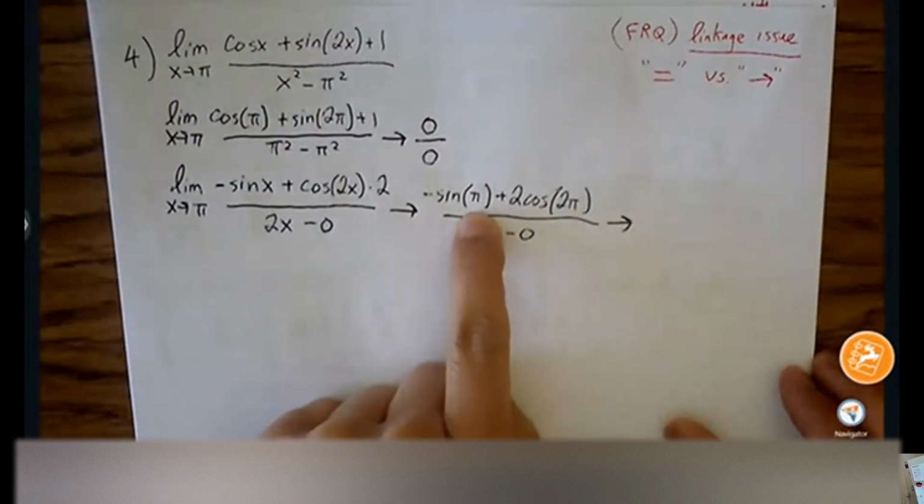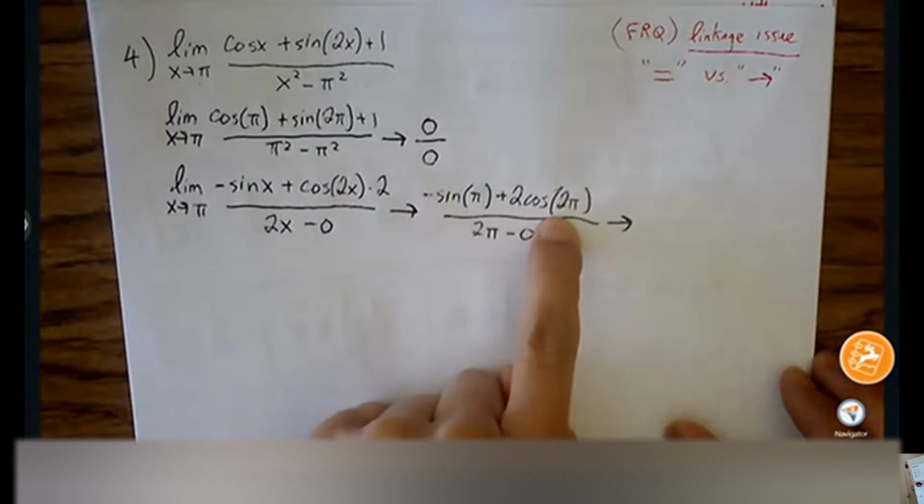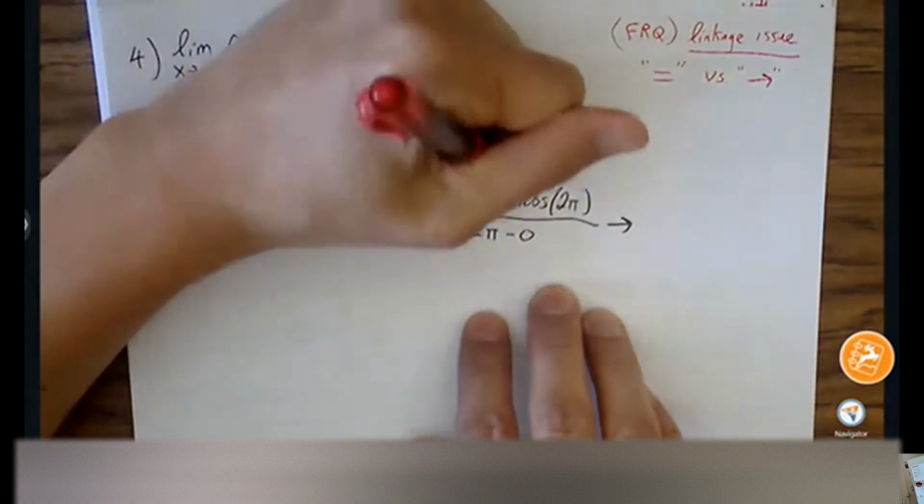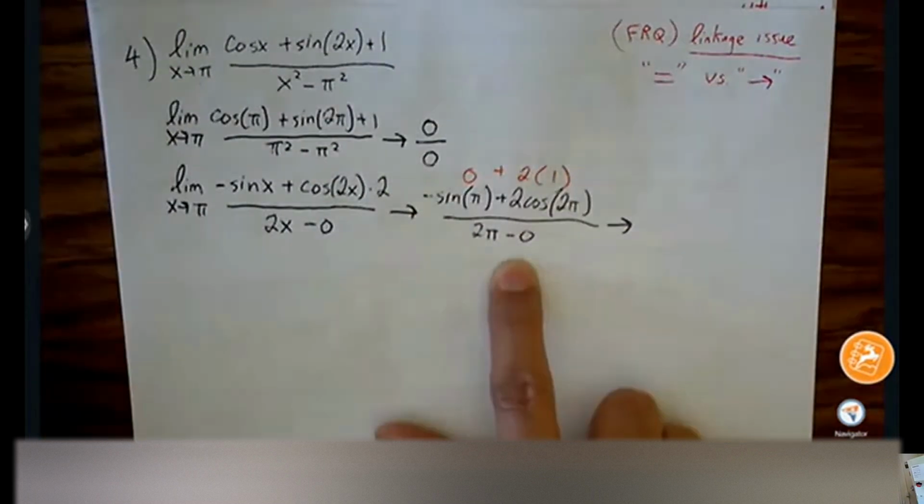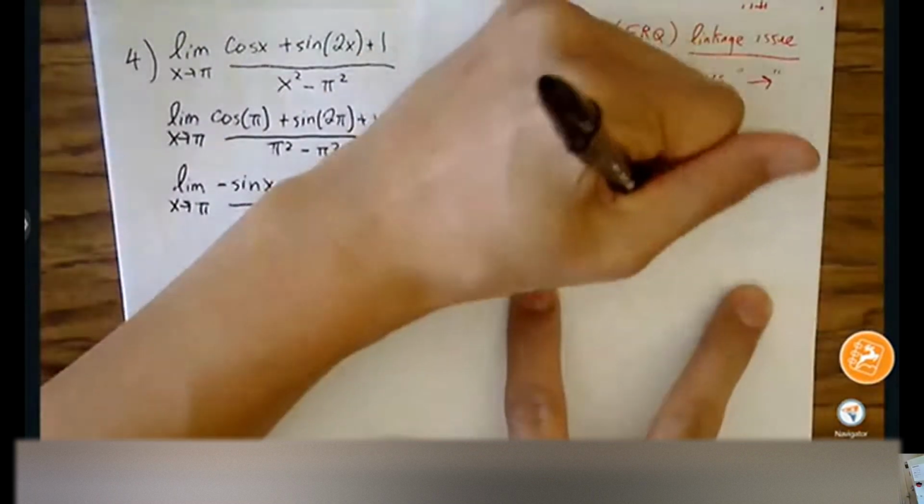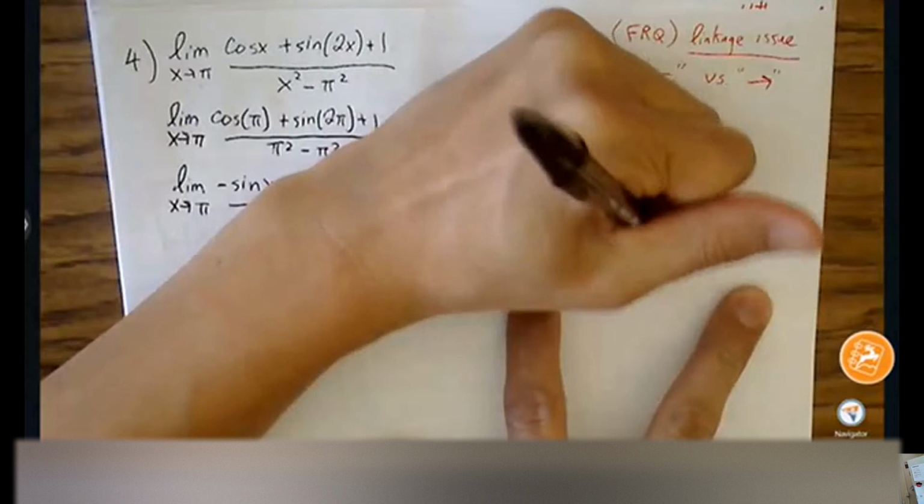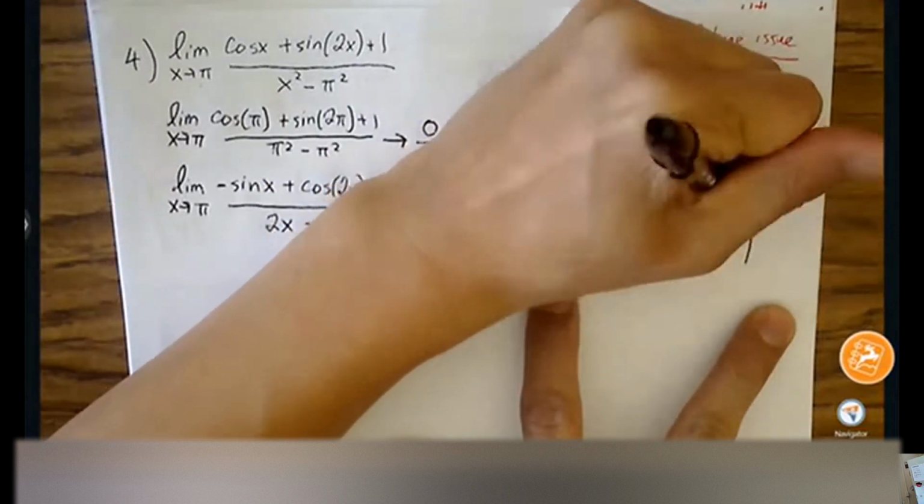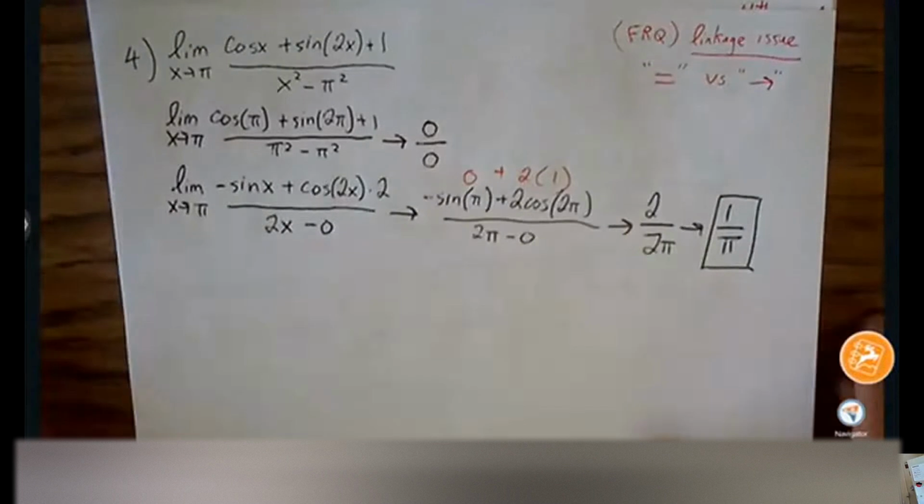Sine of pi is 0. Cosine of 2 pi is 1. So I have 0 plus 2 times 1. That's just going to be 2 over 2 pi. And that's just the same thing as 1 over pi. That's the answer choice, 1 over pi.